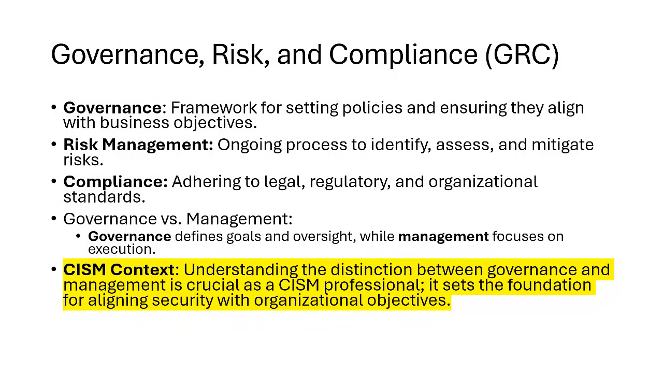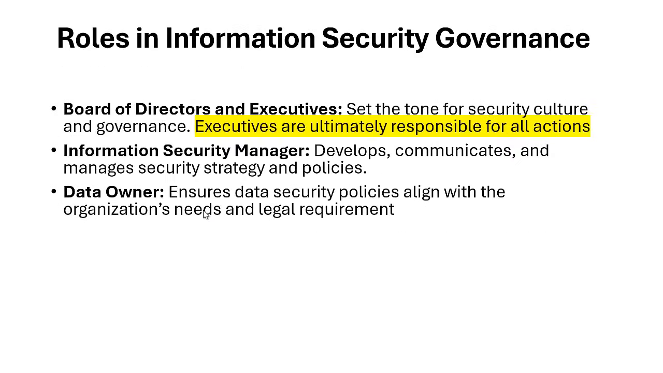So one thing you need to understand is these roles. Board of directors: one thing you need to remember, they are ultimately accountable for anything happening in the organization. So any question talking about who is ultimately accountable for security, the answer is board and executives. Remember that. The information security manager is the one who develops, communicates, and manages the strategy and policy.